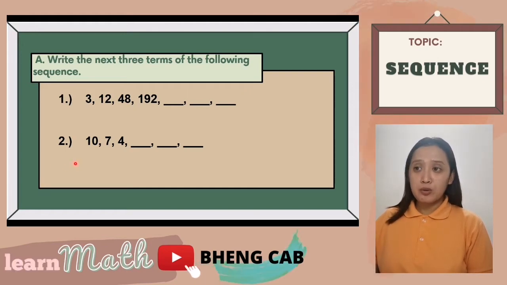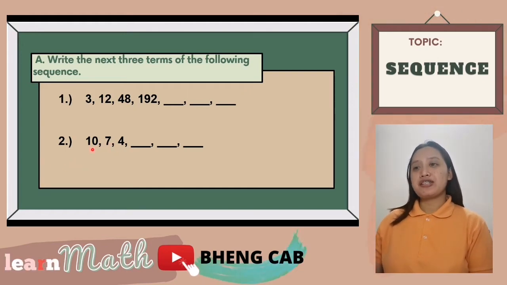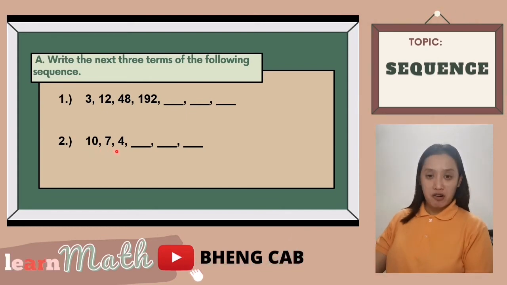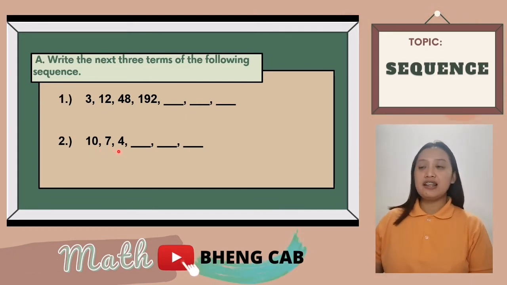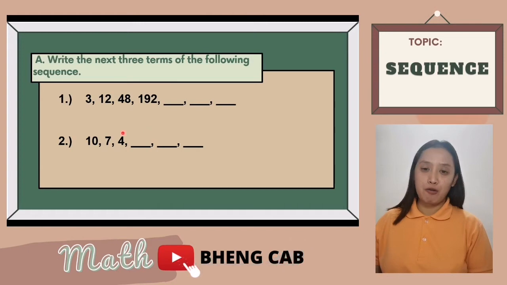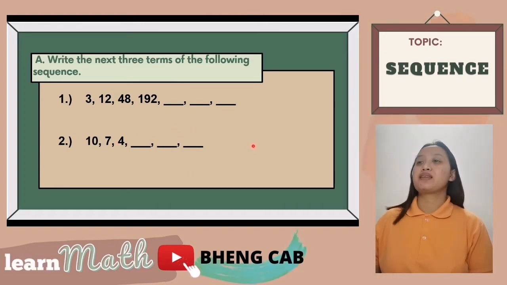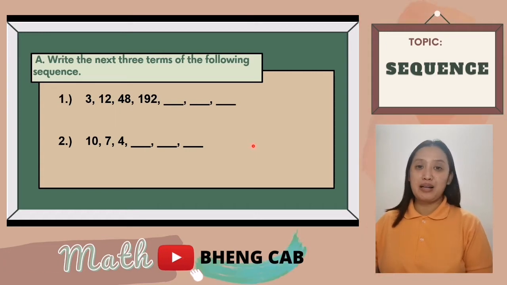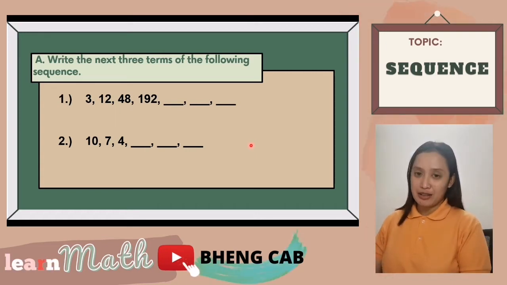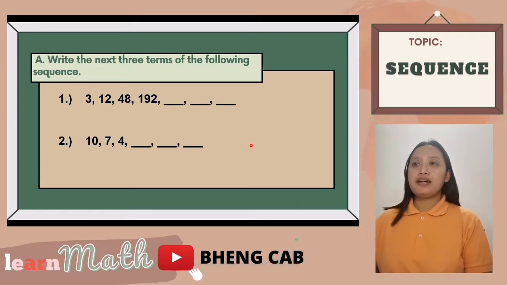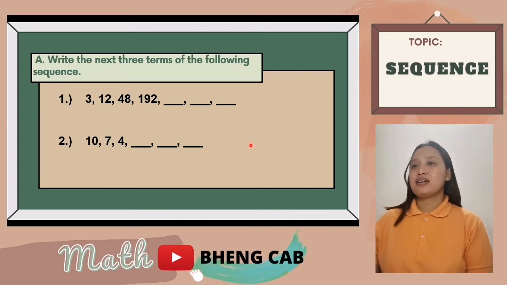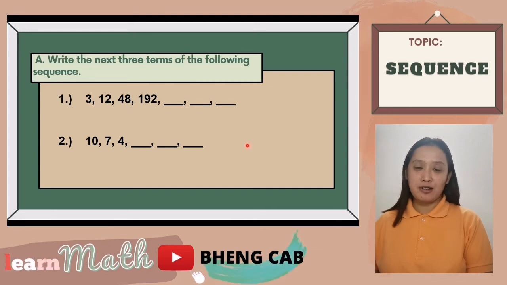Same goes with number 2. Meron ako ditong sequence na 10, 7, 4. At ang objective natin ay mahanap kung ano yung pang 4th, pang 5th, at pang 6th. Paano ba natin mahanap yung mga blank or yung mga missing terms? Unang gagawin natin ay identify natin ano ba ang pattern ng mga sequences na to.